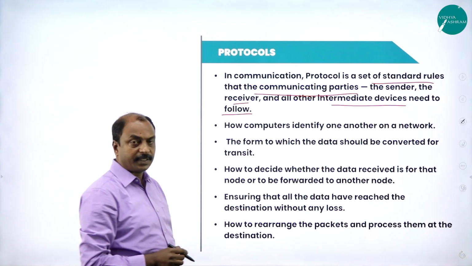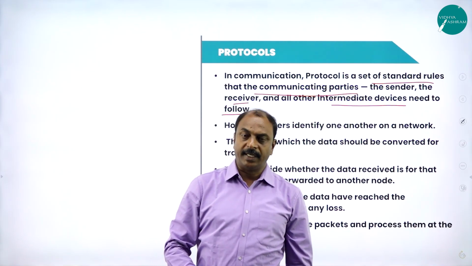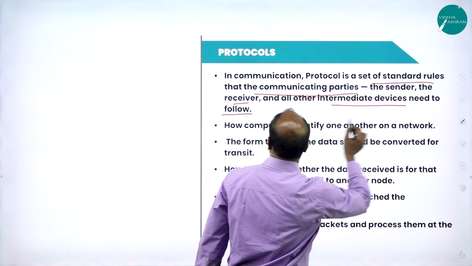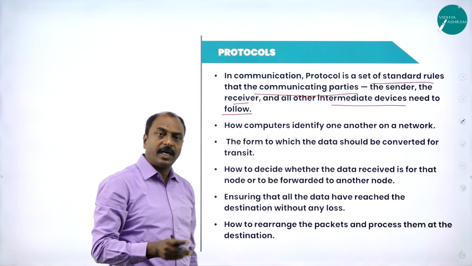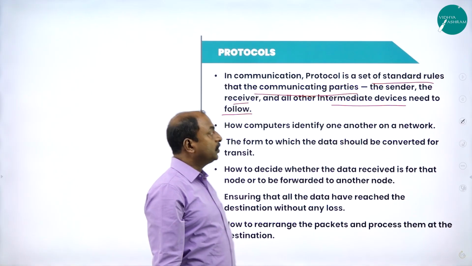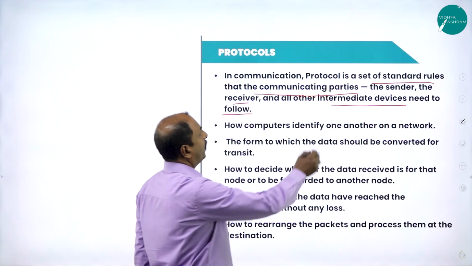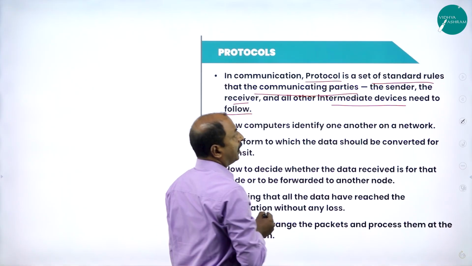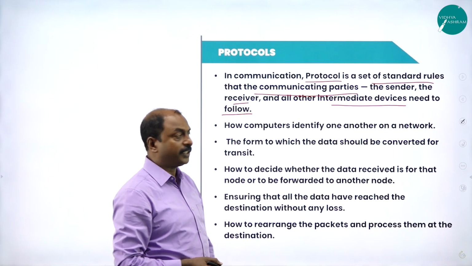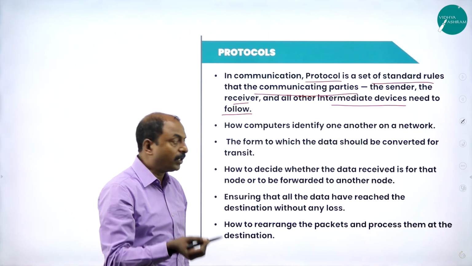So protocol is nothing but a set of rules for transmitting the data in a network, and here both the sender and the receiver must agree with the rules and regulations of this protocol. So the sender and the receiver must follow the rules of the protocol for effective communication. And what are the functions of the protocols here?